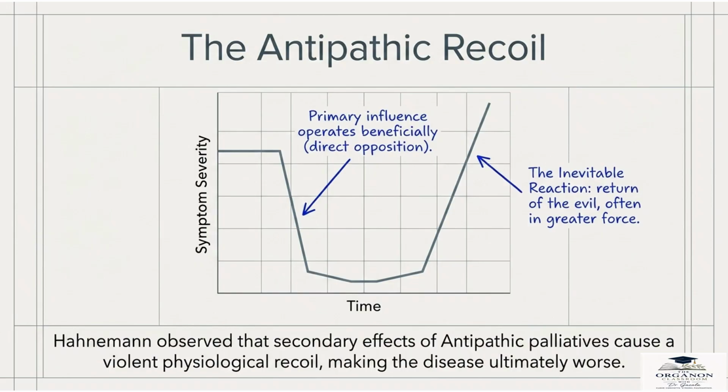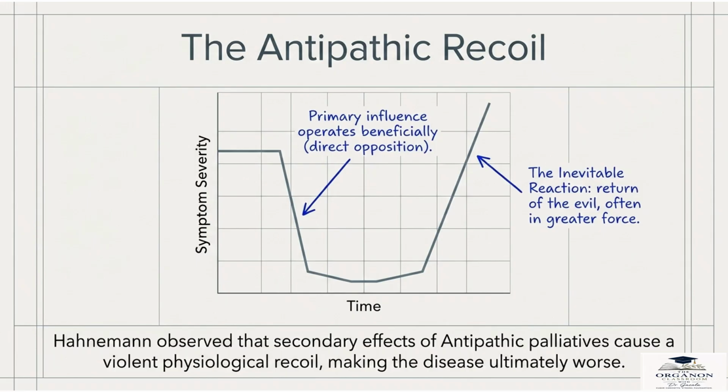This graph beautifully explains why Hahnemann rejected the antipathic method. As we see, there's an x-axis and a y-axis. On the y-axis we have the symptom severity, and on the x-axis we have the time duration. When an antipathic medicine is given, its primary action is exactly opposite to the symptom. If there is pain, an analgesic relieves it. If there is sleeplessness, a sedative induces sleep. This is why the graph first shows a sharp fall in the symptom severity. The patient feels much better, but only for a short duration of time.